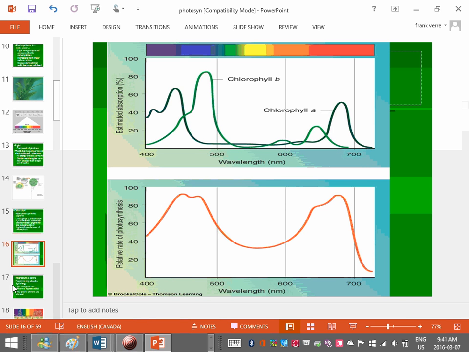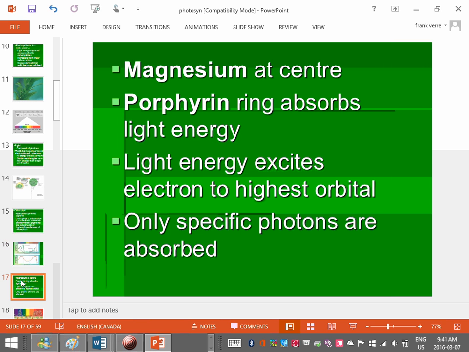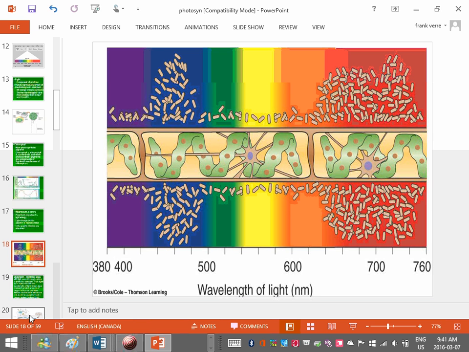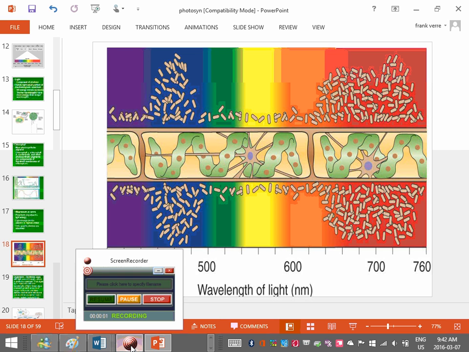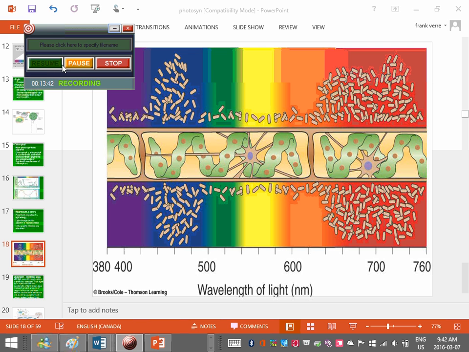Next time, we'll talk about the Engelmann experiment, which relates to this absorption of chlorophyll and photosynthetic rates in different colors. So we're going to stop there. That was very short, and we'll continue probably tomorrow. Okay, ladies? The end.